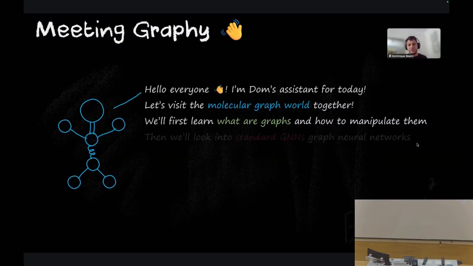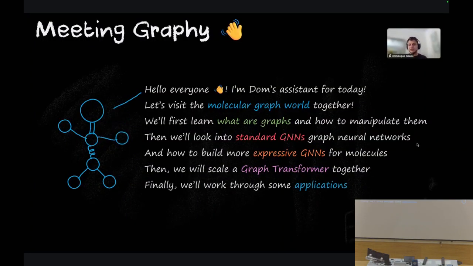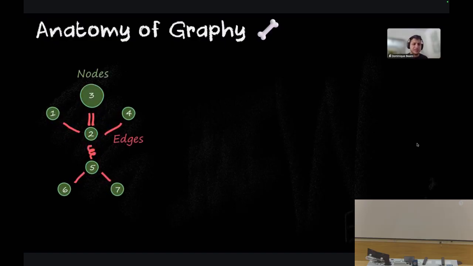Yeah. So today I'm going to be talking about what graphs are, how to build standard graph neural networks, make them expressive, build graph transformers, and finally go through applications. But I will try to do that in a very visual way and very summarized. So first, we'll discuss the anatomy of graphs. We'll go through that very quickly because I think most of the audience are familiar.